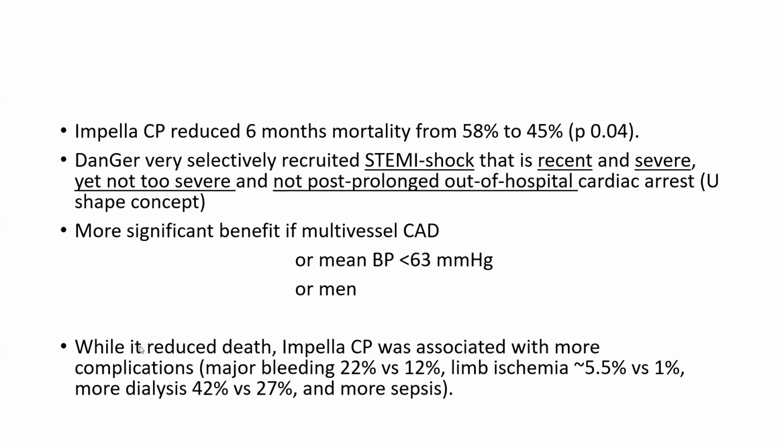While Impella CP reduced death dramatically, it was associated with more complications. There was almost double major bleeding risk of 22% versus 12%, limb ischemia 5.5 versus 1%, much more dialysis 42 versus 27%, and more sepsis in Impella versus standard therapy. Now, some of those are what you call survival bias, meaning you had much better survival with Impellas, therefore much more likely to see those complications, especially dialysis in those patients.